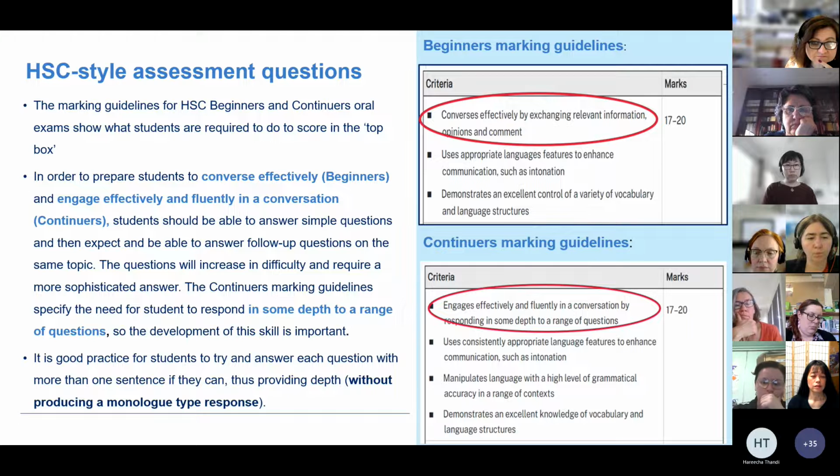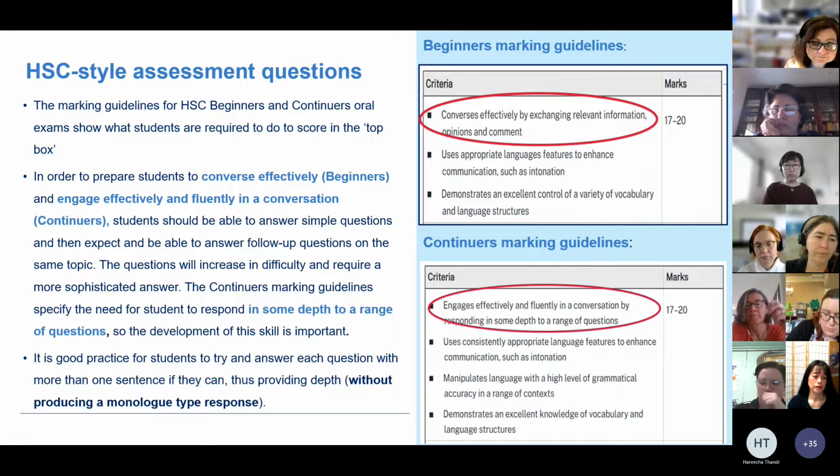Having said that, they'll increase in difficulty through that questioning sequence, and then the examiner might go back to an easier question. So it's not going to get more difficult from the beginning to the very end of the examination. It will be like a spiral approach. Easy to more difficult, easy to more difficult, within that topic they're asking.